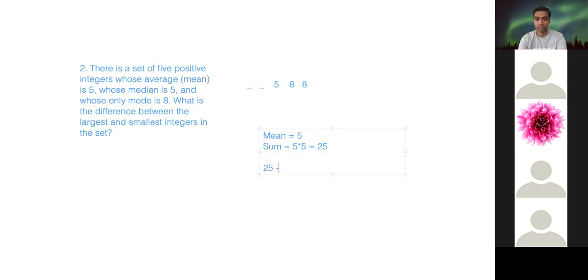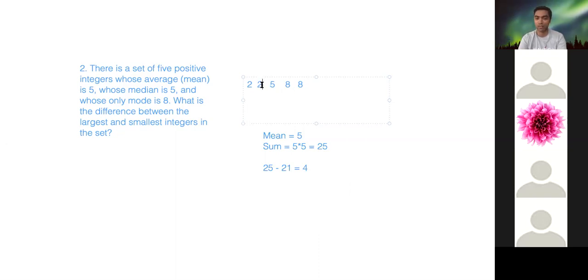They need to add up to 4. Good. So we know the last 3 add up to 21, so the first 2 must add up to 4. Now, one option would be 2 and 2. But the problem here is that, again, we no longer have a unique mode of 2, or the only mode is not 8. The mode would also be 2 here. 2 and 8 are both appearing twice. So that doesn't actually work.